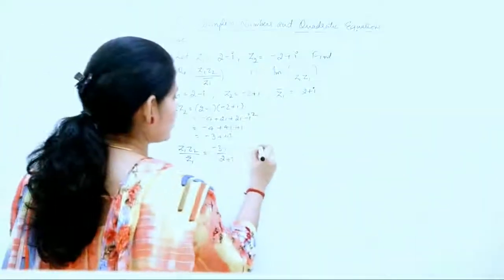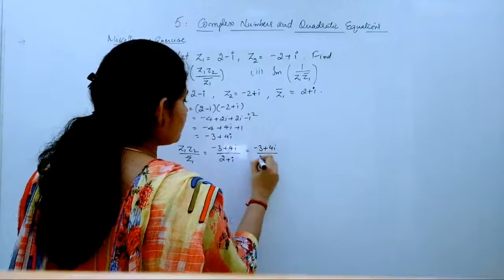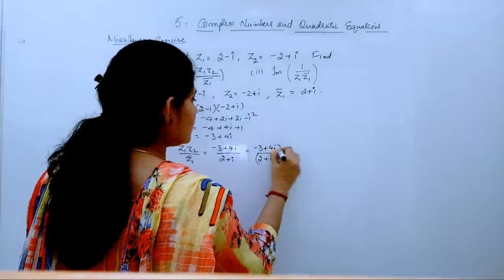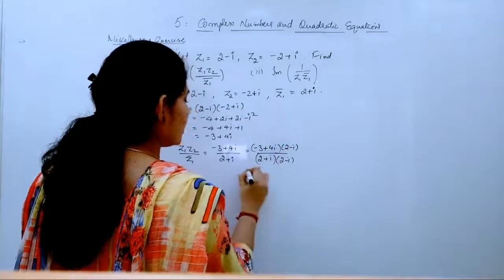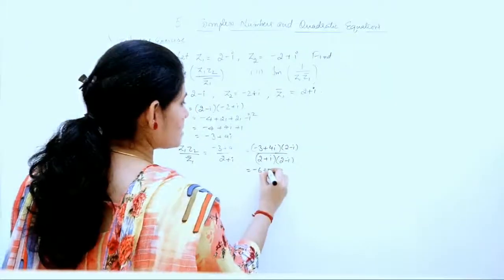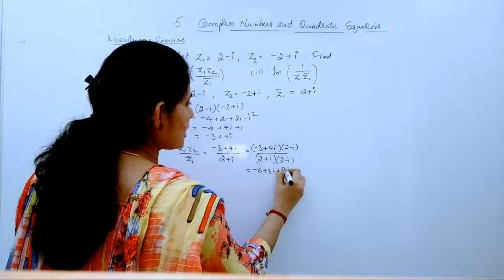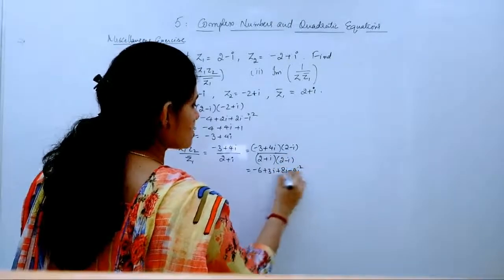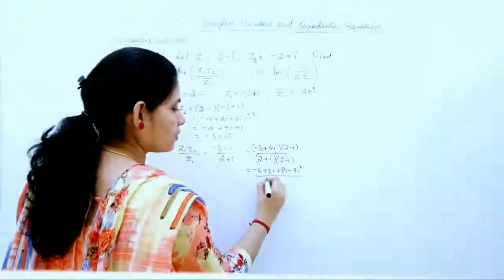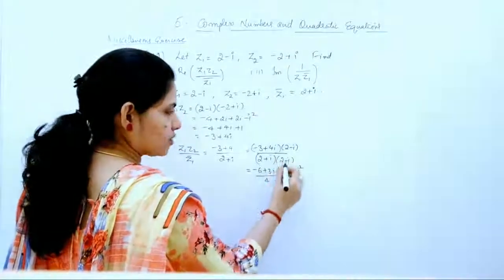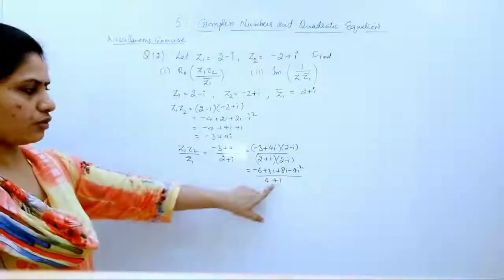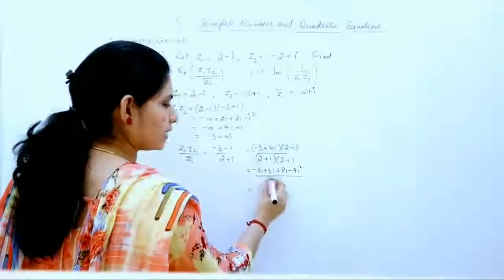So you will get minus 3 plus 4i by 2 plus i, into 2 minus i in the numerator as well as denominator. Okay, so this will give you minus 6 plus 3i plus 8i minus 4i square divided by, this is a plus b into a minus b form, so you will get a square, which is 4, 2 square, minus i square. i square is minus 1, so you will get 4 plus 1. So the denominator became the real part, that is 5.